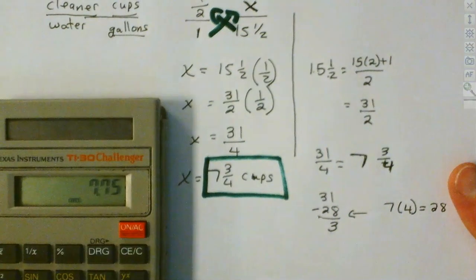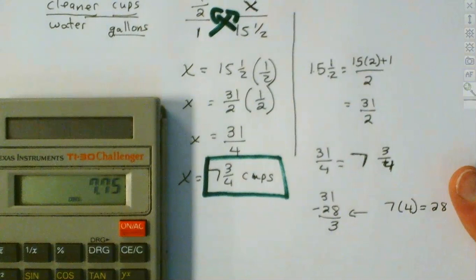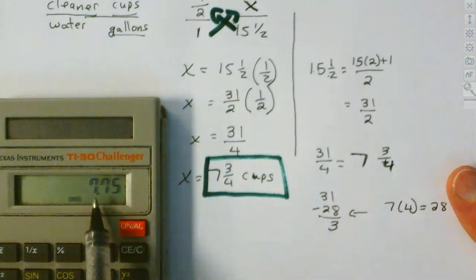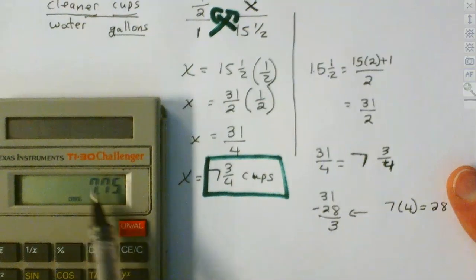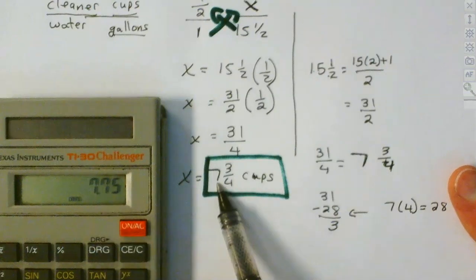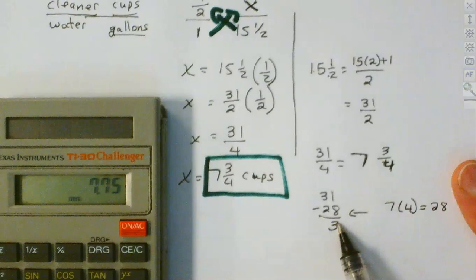Or you could look at it like this. If I just use my calculator, it's 7.75, right? What would that be as a fraction? Well, 0.75, that's 3/4 of a cup, right? So it's the same thing. You could look at it either way. You can either use your calculator like I did here, or you could work it out like I did over here.